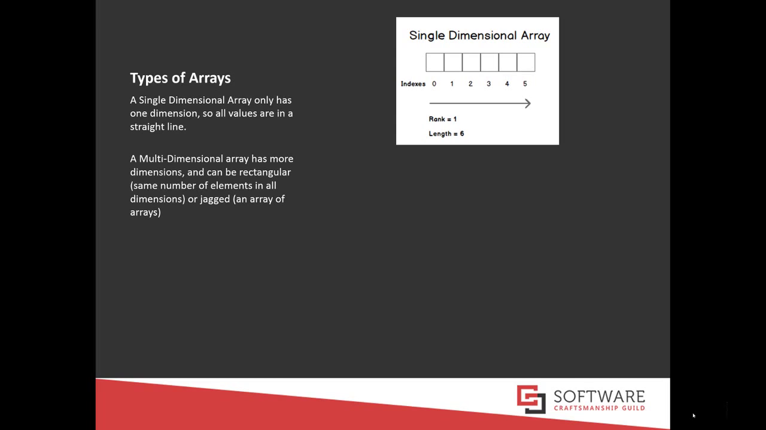A multi-dimensional array has more dimensions, and these arrays can be rectangular, where you have the same number of elements in all directions. This would be like a box, a grid, or a cube. Or you can also have a jagged array, which is basically an array of arrays.